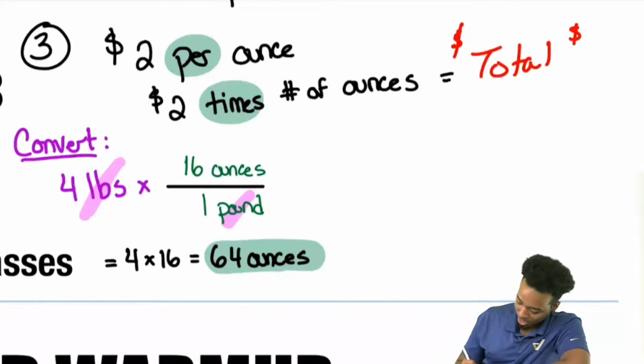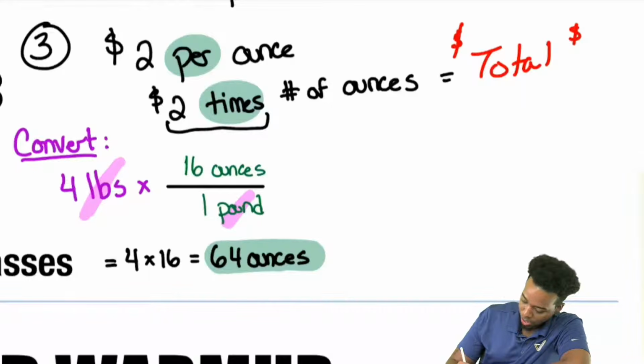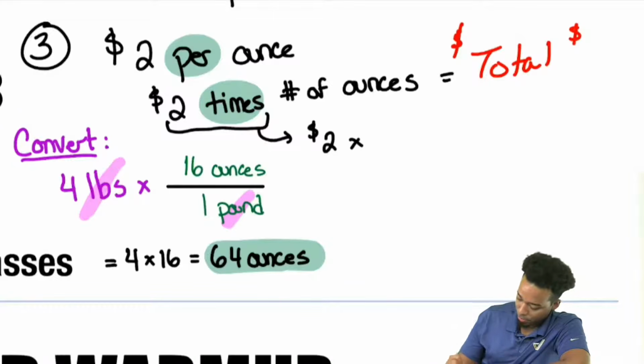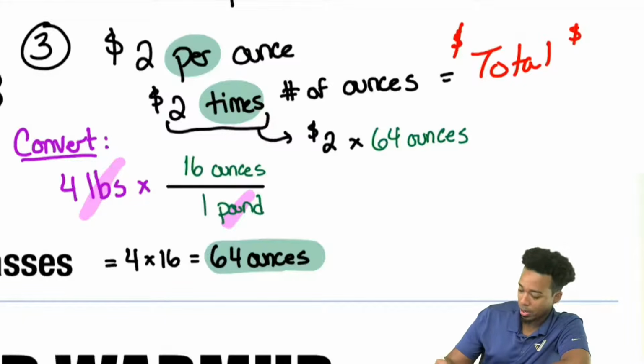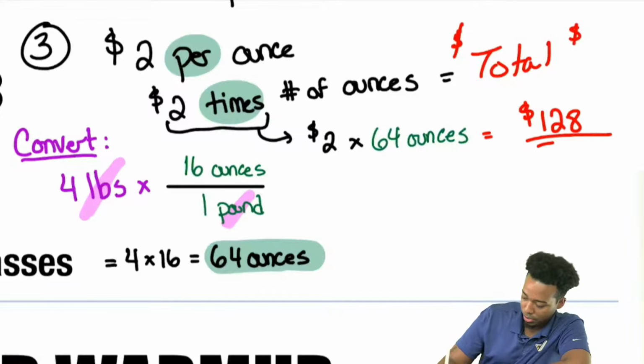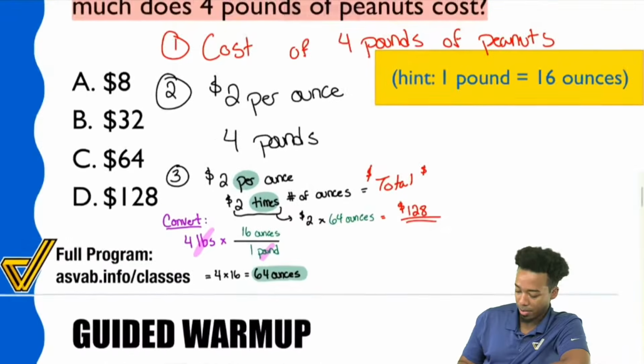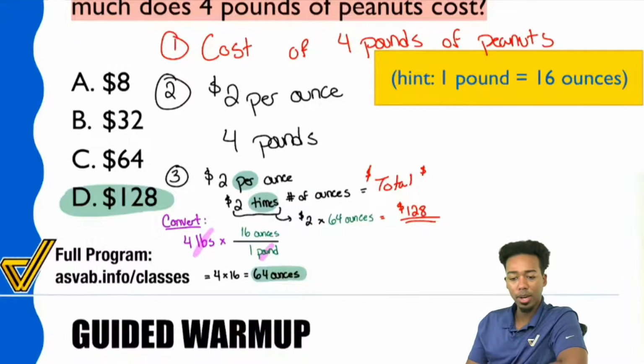Now we can go ahead and take care of business. The $2 times 64 ounces. How much money is that going to be, everybody? 2 times 64. That'll give us what? 128 total dollars. And there we have it. Boom. Answer choice D is correct.